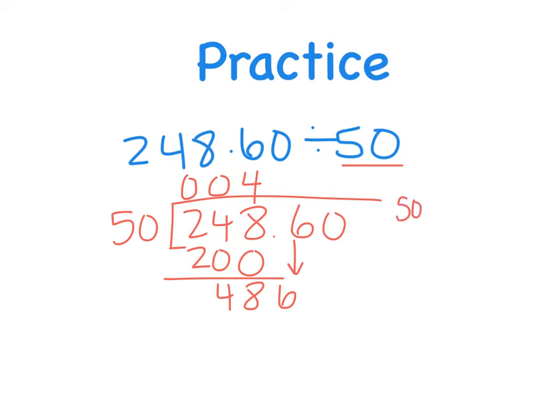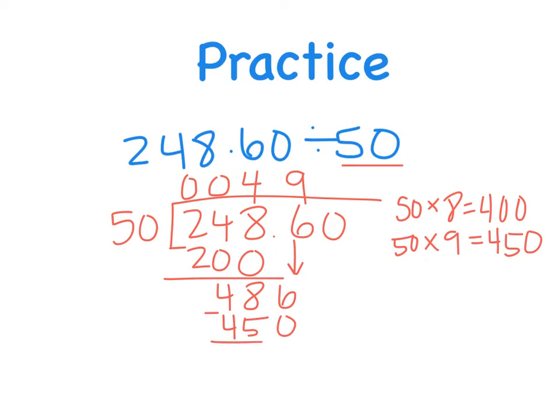I know that 50 times 8 would be 400, and 50 times 9 would be 450. Then I would get 500, which would be too big. So 50 goes into 486 9 times, which is 450. And I have 36 left.